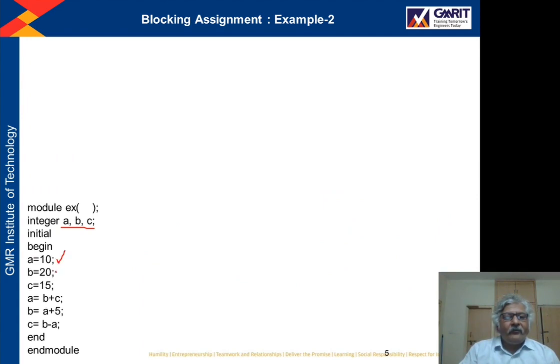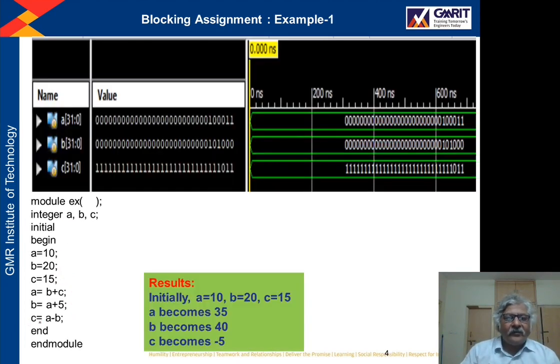A will become 10, B will be 20, and C will be 15. Then A is equal to B plus C, B is equal to A plus 5, and C is equal to B minus A. In the earlier case, only one change I have made. Here it is A minus B, right? That's why we were getting the result minus 5. A minus B means 35 minus 40.